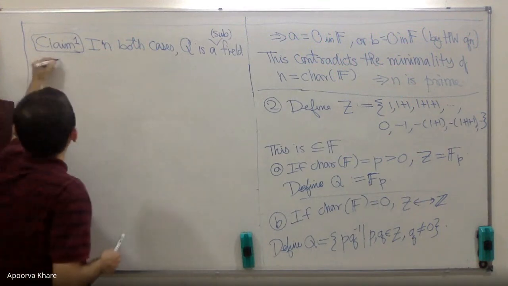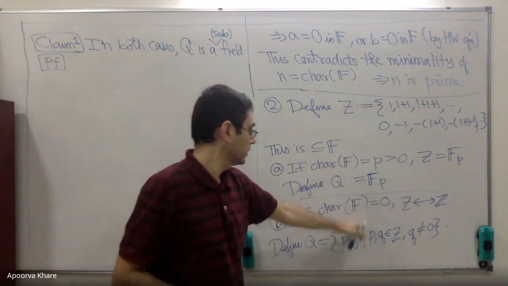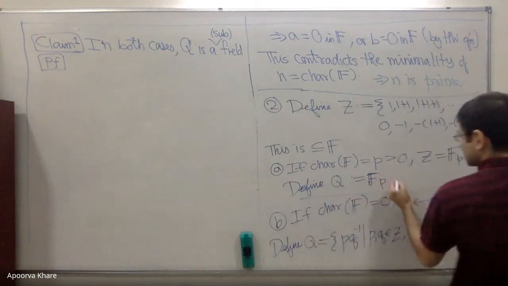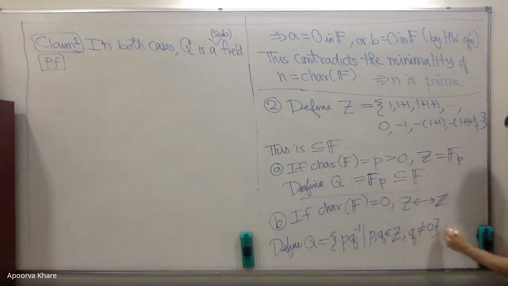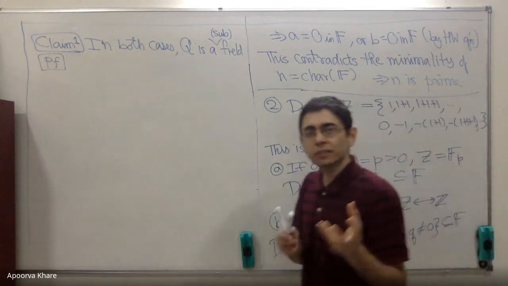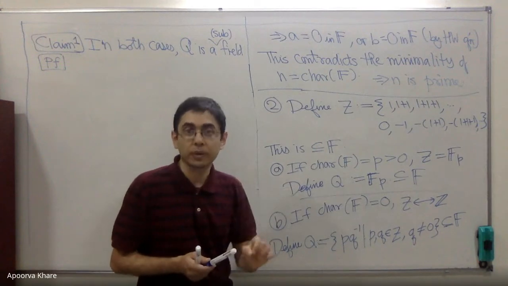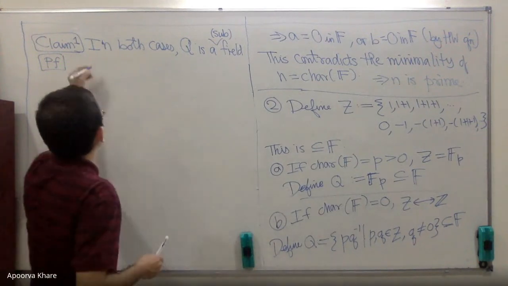Proof. So how do you prove that a subset of the field, this is clearly a subset of the field, right? How do you prove that a smaller set of elements inside a field itself forms a field under those operations? Right? So under the operations.